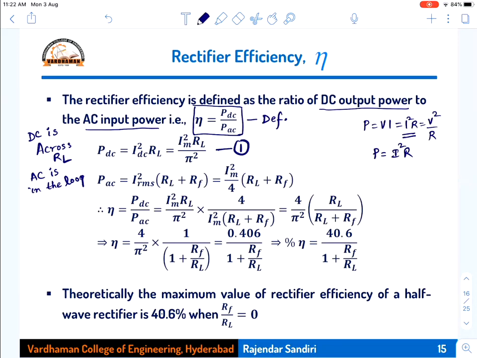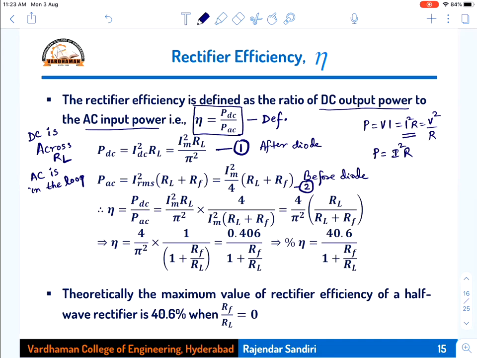This is after the diode. This is before the diode. This equation is before the diode, PAC. Before the diode only the input is AC. So IRMS square into RF plus RL. That IRMS, from the third parameter, is Im by 2. Im by 2 whole square gives Im square by 4 into RF plus RL. So you keep this as equation number 2.